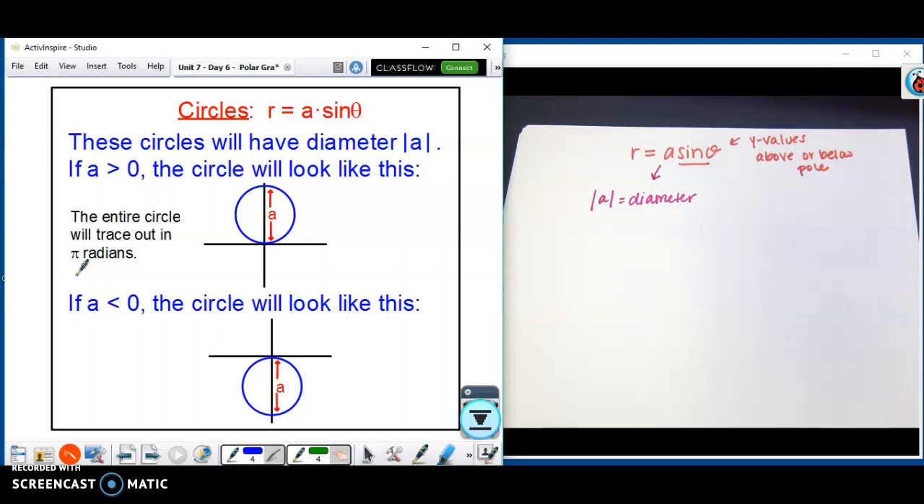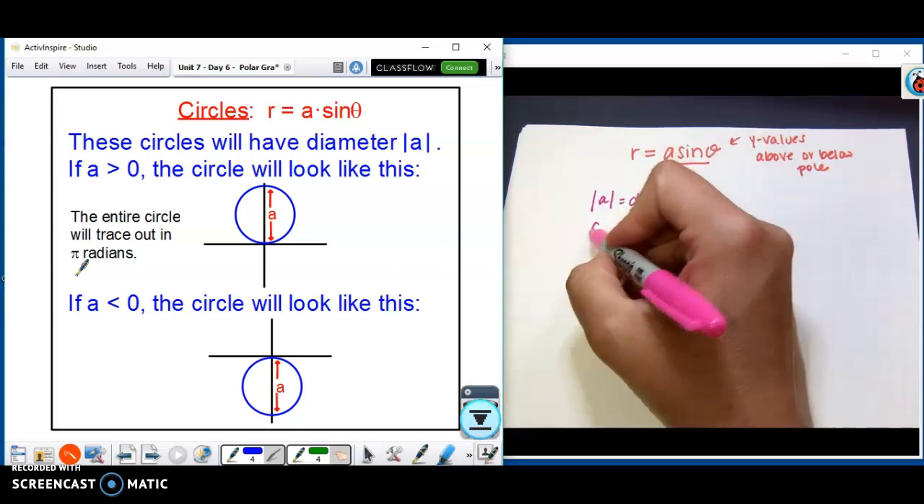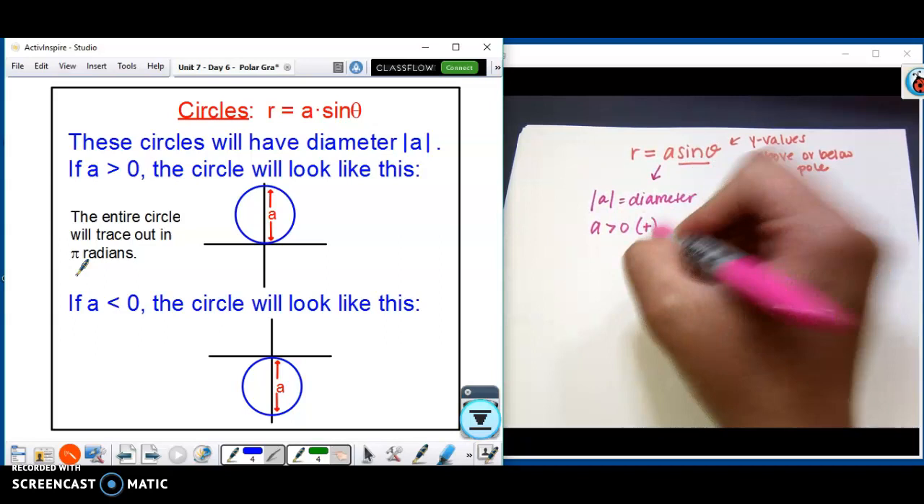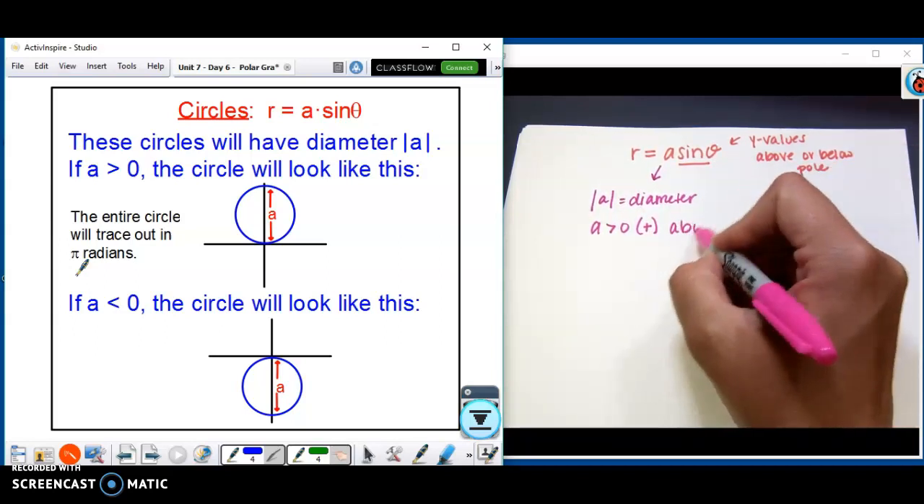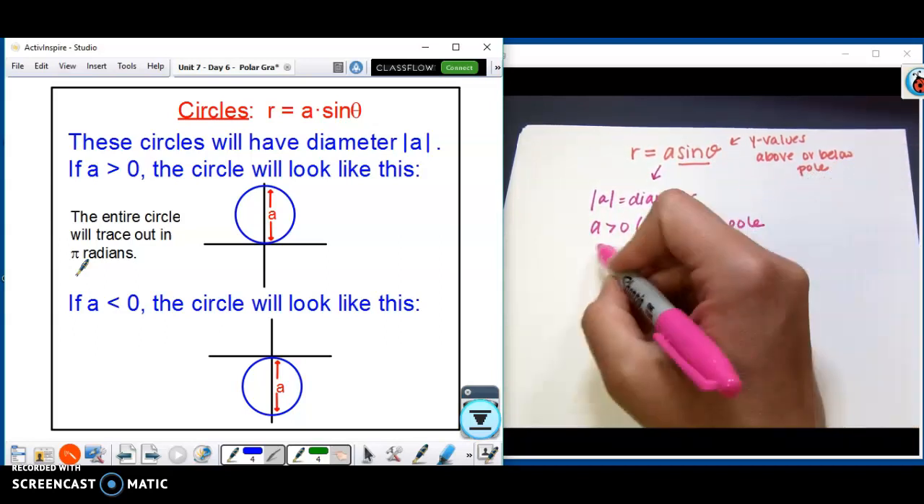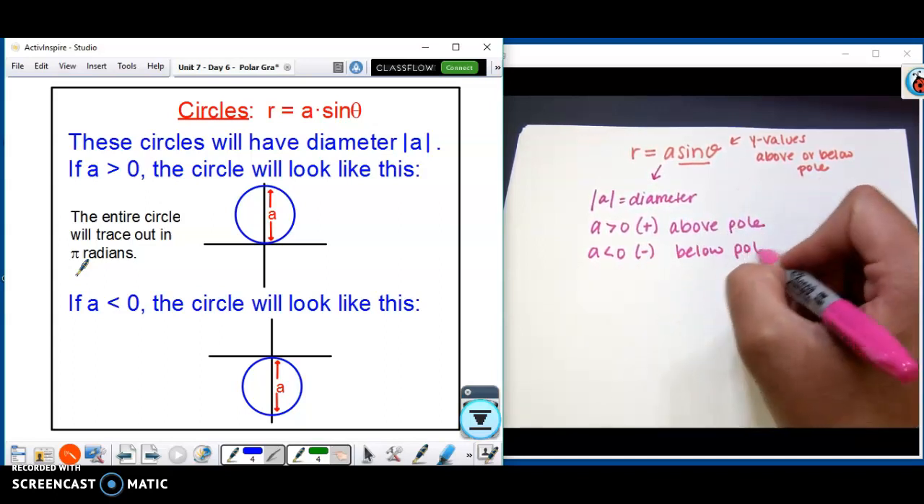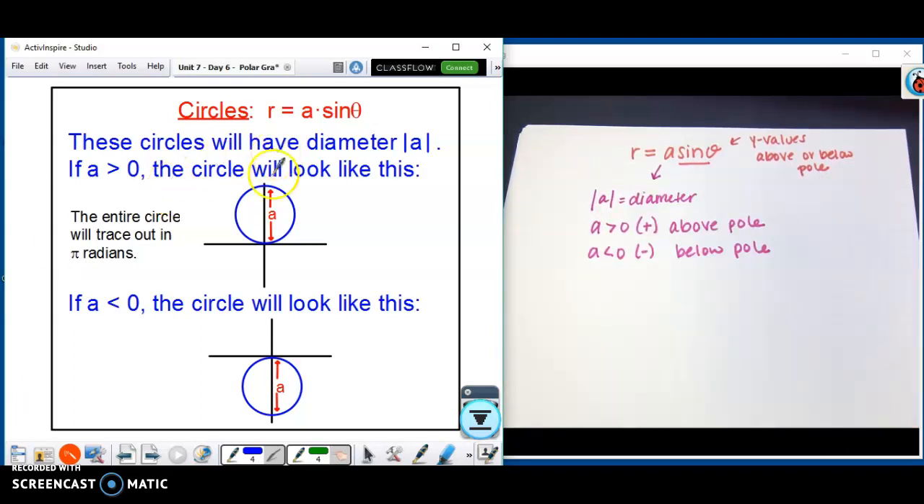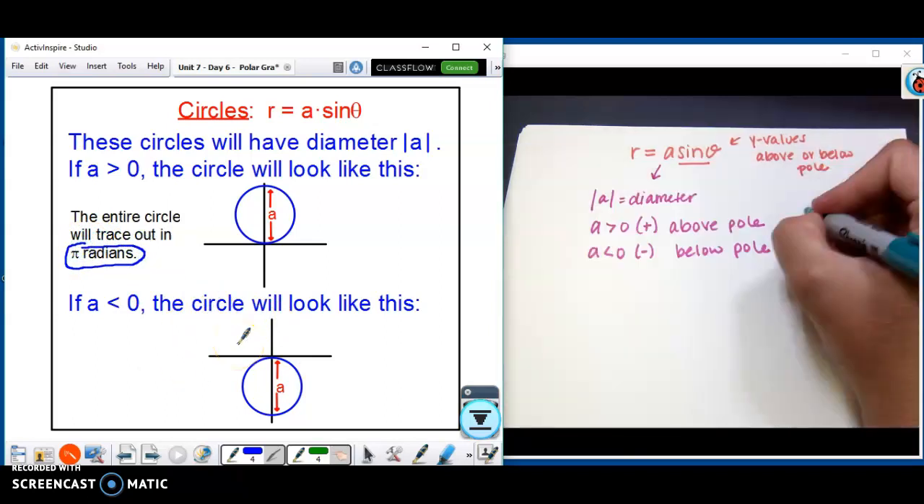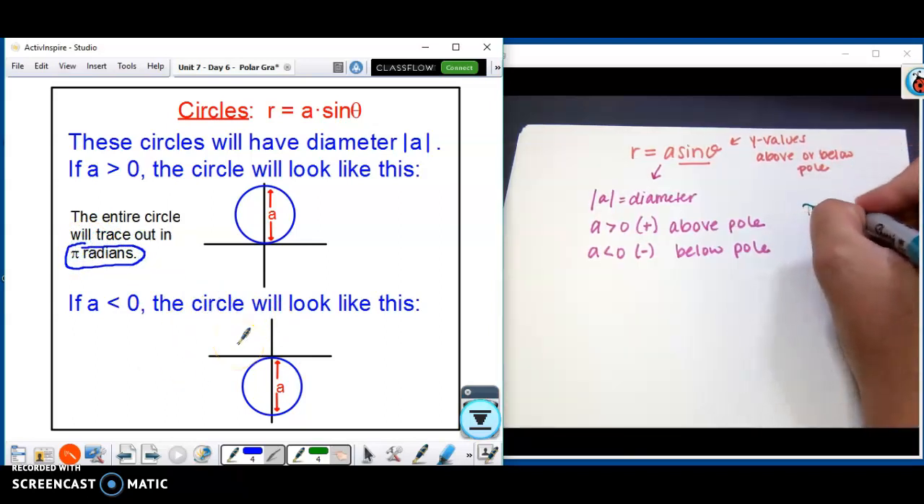Just like with r equals a cosine theta, if your a is positive, then it's going to be above the pole. Whereas if your a is negative, we're going to be going below the pole. So above the pole would look like this. You would count up your diameter and draw your circle. Below the pole would look like this. Just like with the a cosine theta on the last problem, it only took half of the circle to draw because you're only either going to be in the top 2 quadrants or the bottom 2. So this will only take pi radians to trace.